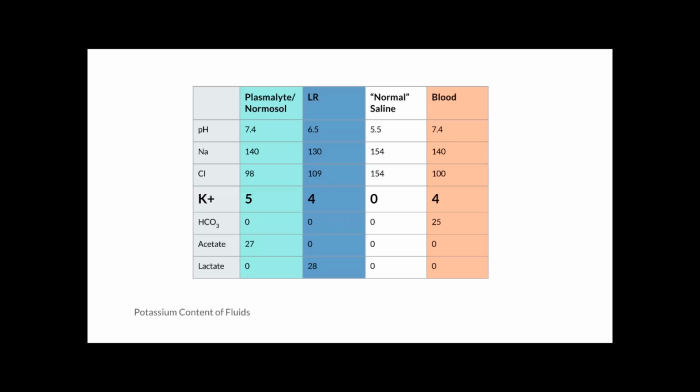And then this is another point for using balanced fluids. Normal saline has no potassium. So if you start slamming these people with lots and lots of normal saline, you're going to dilute their potassium. If you give them balanced fluids, you're actually giving them back something with normal potassium. And so you don't induce hypokalemia as badly with balanced fluids as you do with normal saline.